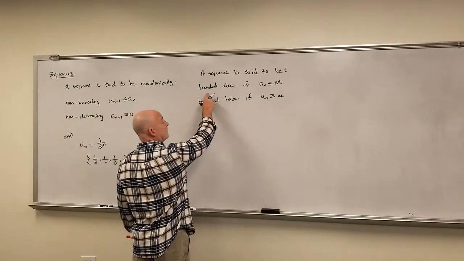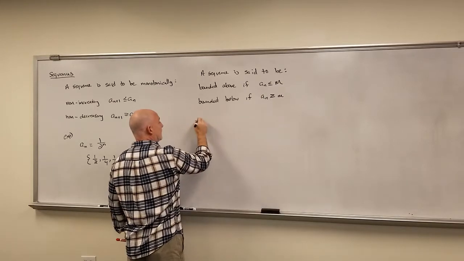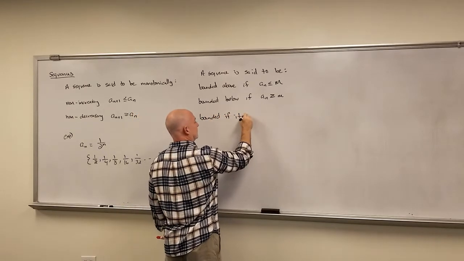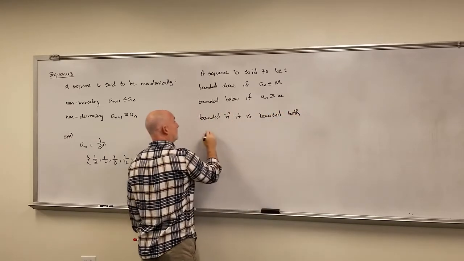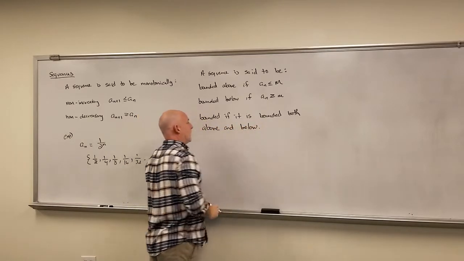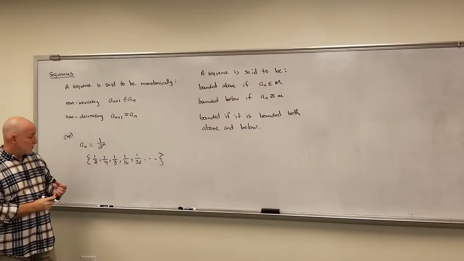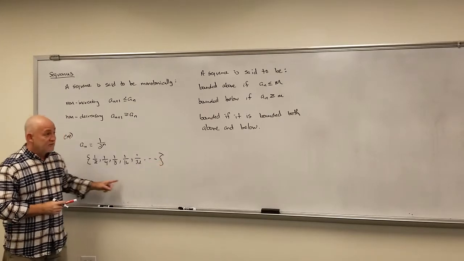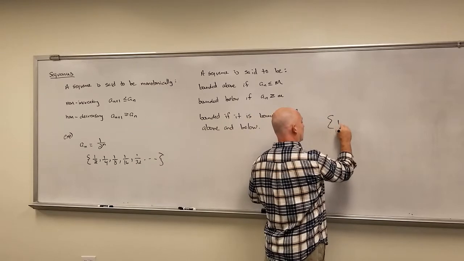So this is actually bounded below by 0 because it can never go below 0. Okay, so a sequence is said to be bounded above if it's always smaller than some value, bounded below if it's always bigger than some value, and it's just said to be bounded if it is bounded above and below. So this sequence here has a maximum value of 1/2, it has a minimum value of 0, so this is a bounded sequence.